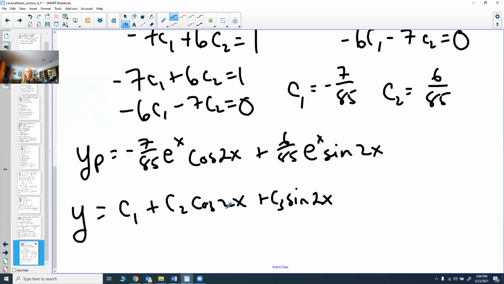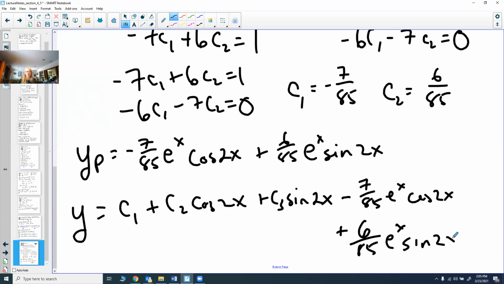And again, this is your complementary solution. It will have your constants in there. You need an initial value problem to find those constants. But then the particular solution is minus 7/85 e to the x cosine of 2x plus 6/85 e to the x sine of 2x. So there's your solution. Again, if you had an initial value problem, you could find your 3 constants, but that's all there is to finding the solution.